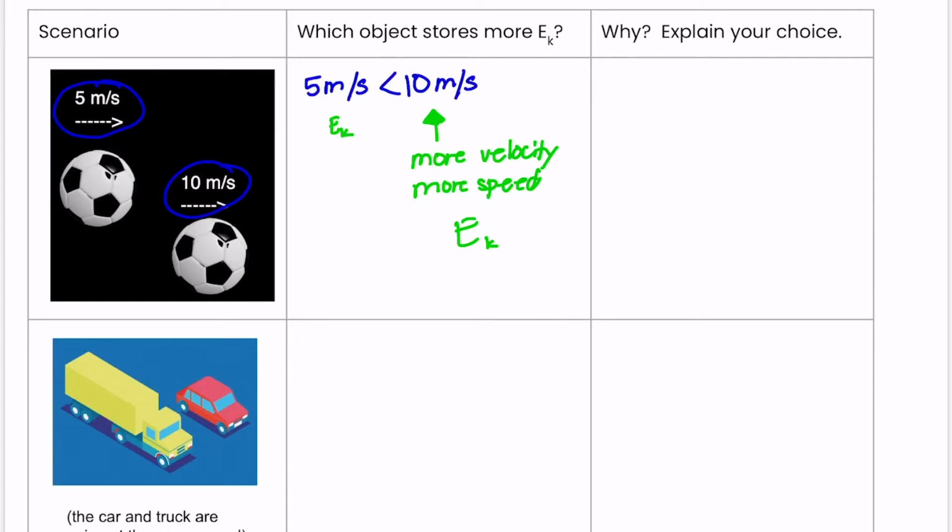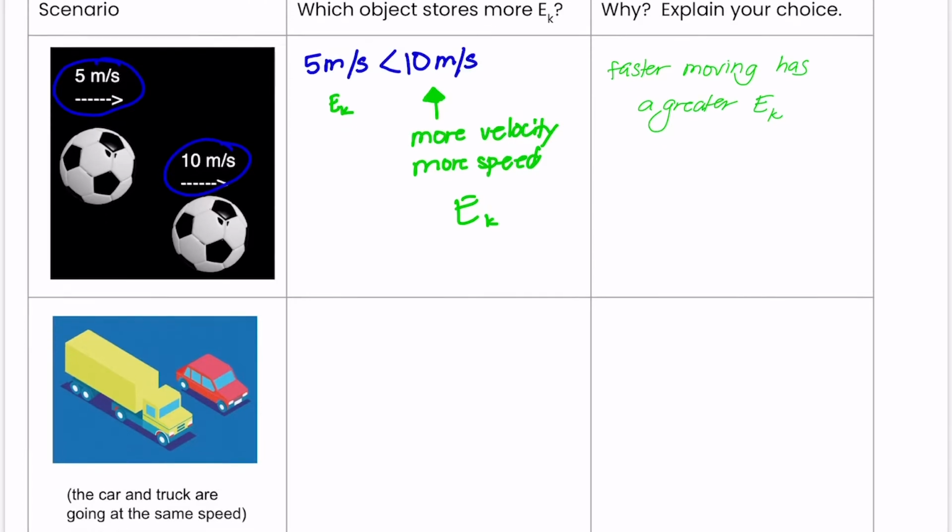The reason why we chose the one that's moving at 10 meters per second is because faster moving has a greater kinetic energy. Okay?